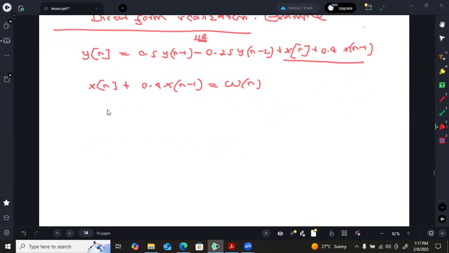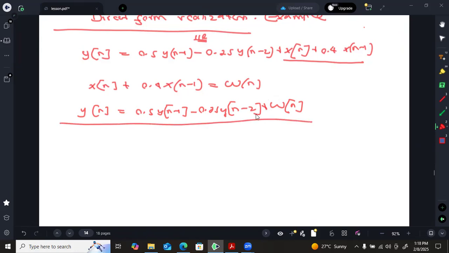Then I can rewrite the equation: y of n equals 0.5 y of n minus 1, minus 0.25 y of n minus 2, plus omega of n. So this is what we need to do. Then at this stage, we can implement this first part so that we get this output here.